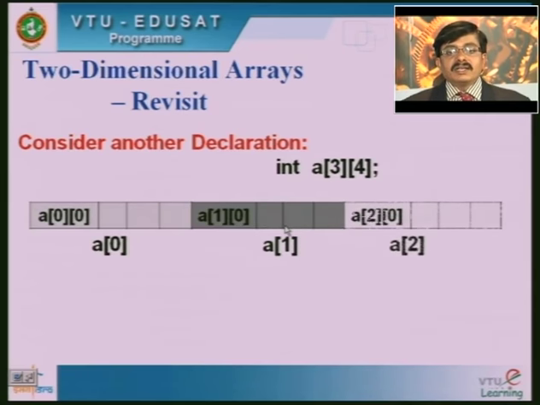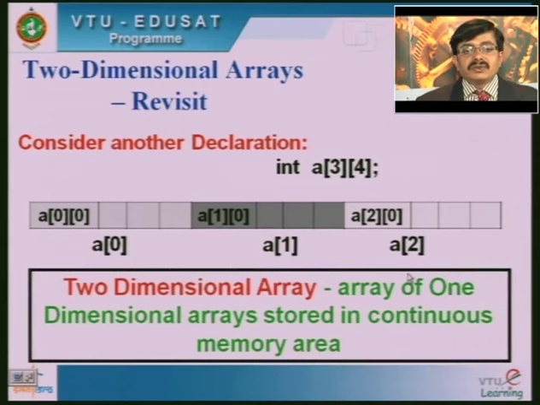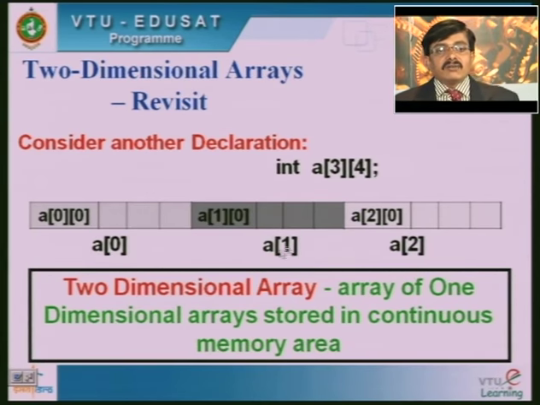Similarly it will be followed by the second row. So a of 0 is the first row, a of 1 is the second row, a of 2 is the third row. Since we have mentioned 3 rows, the 3 rows will be in adjacent memory locations. This is a of 2, 0, followed by a of 2, 1, a of 2, 2, and a of 2, 3. So in the case of two-dimensional arrays, it is an array of one-dimensional arrays stored in a continuous memory area.